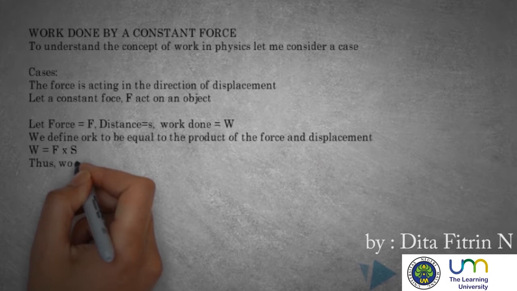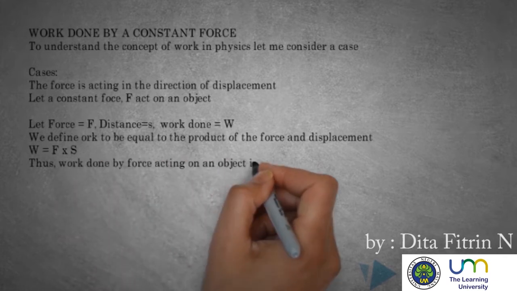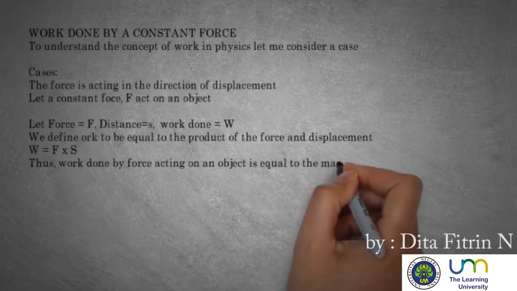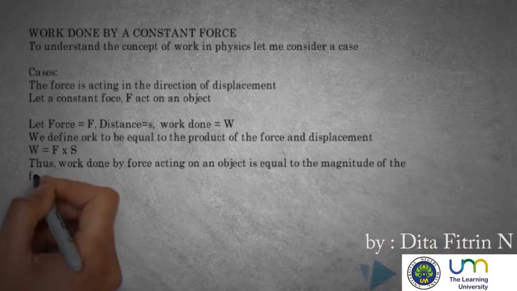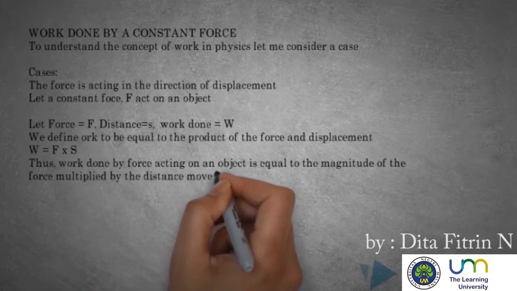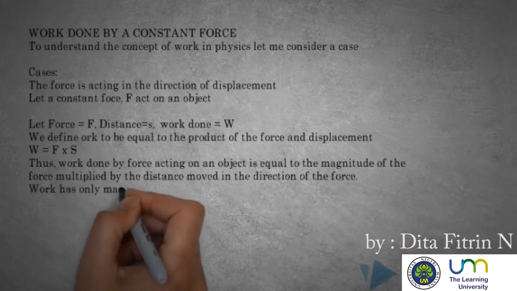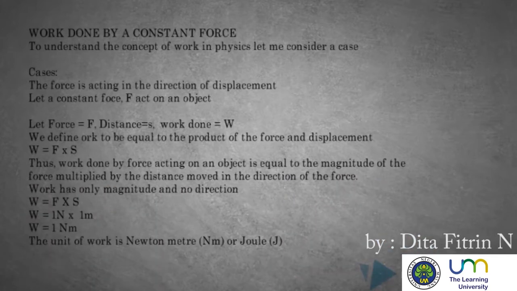Thus, work done by a force acting on an object is equal to the magnitude of the force multiplied by the distance moved in the direction of the force. Work has only magnitude and no direction. W equals F times s. W equals 1 newton times 1 meter. W equals 1 newton meter. The unit of work is newton meter or joule.